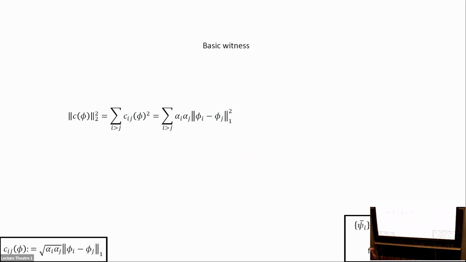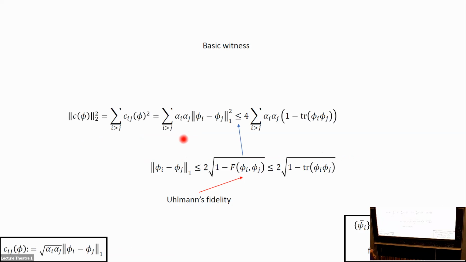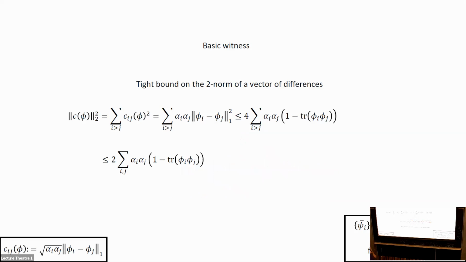Well, so I substitute the definition. Now I use some inequality that relates the trace norm to the trace of the products. And I note that any pair of pure states saturates this inequality. Okay, so this will be important. Okay, so you replace this thing.